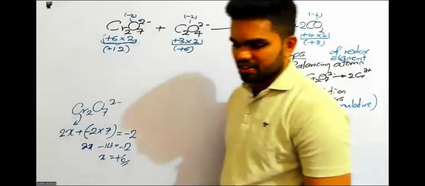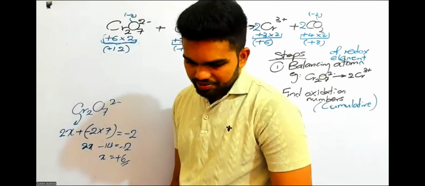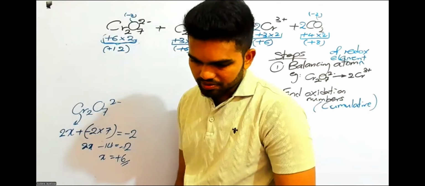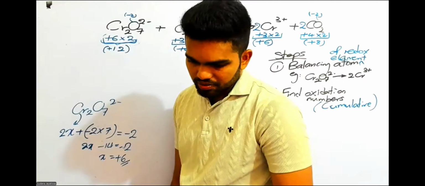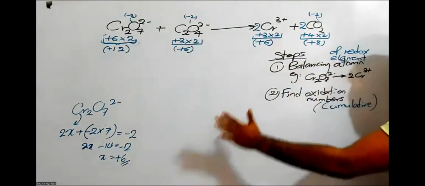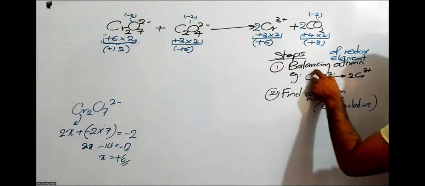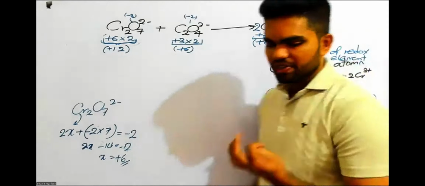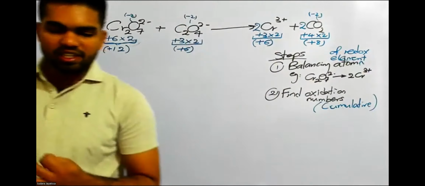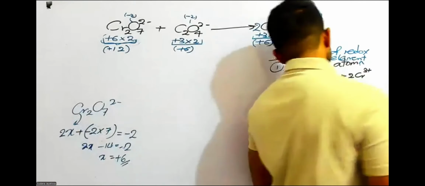Okay. Right. And there's another question. Yeah, that I answered. Okay. Now come to this one. So what are the two steps we completed? We balanced atoms and then we balanced the oxidation numbers. Now the third step.